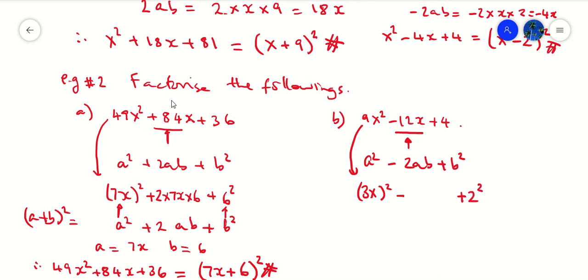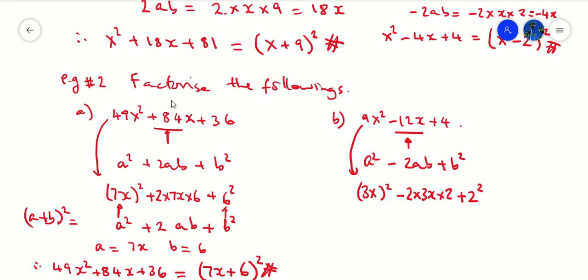Now, what can I rewrite minus 12x in terms of? Minus 2 times what is a? 3x times what is b? 2. Will this one give me minus 12x? 2 times 3 is 6, 6 times 2 is 12, so minus 12x.